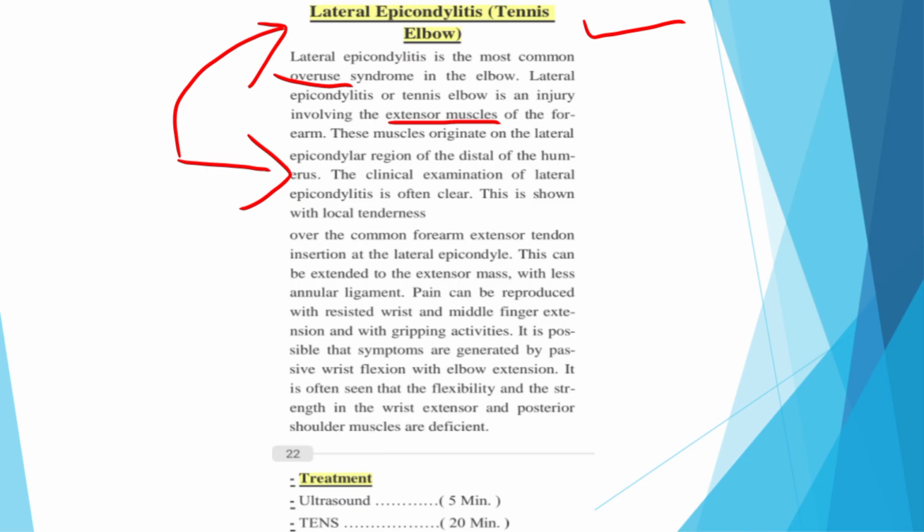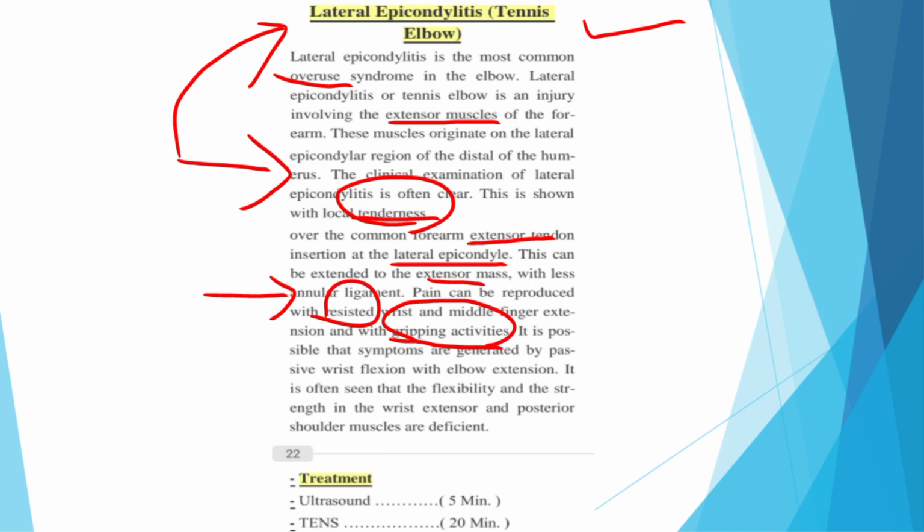The clinical examination of lateral epicondylitis is often clear. It is shown with local tenderness. There is tenderness over the common forearm extensor tendon insertion at the lateral epicondyle. This tenderness can extend to the extensor mass and the annular ligament. Pain can be produced with resisted wrist and middle finger extension with gripping activities. We can use it as a test.